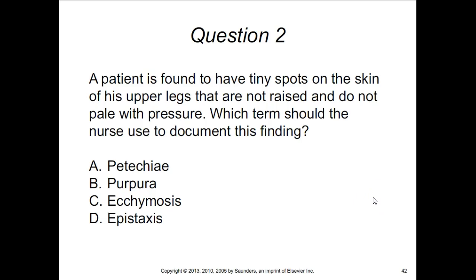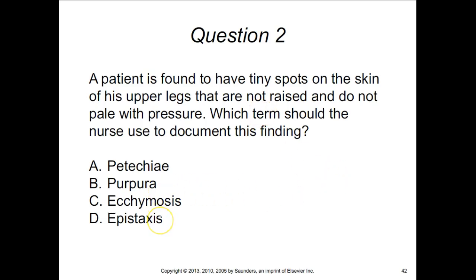All right, so a patient is found to have tiny spots on the skin of his upper legs that are not raised and do not pale with pressure, right? So tiny spots, right? So what are tiny spots? Those are going to be petechiae.